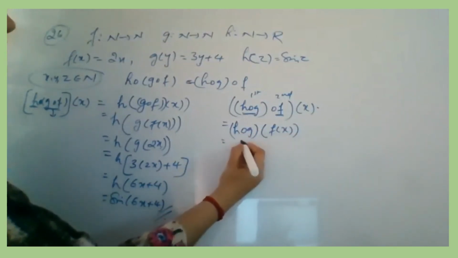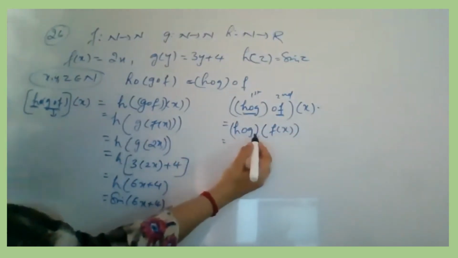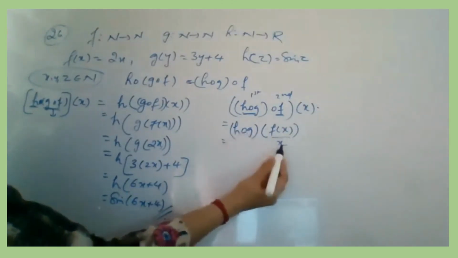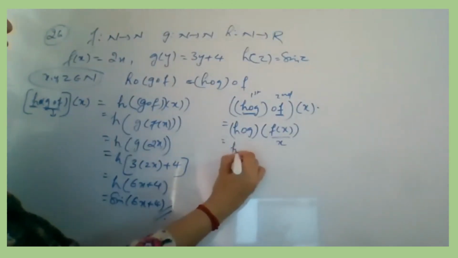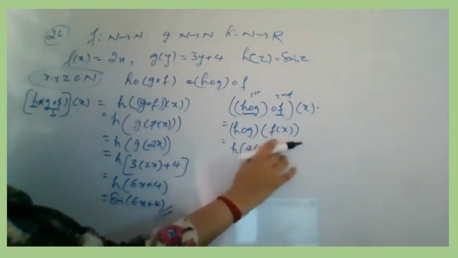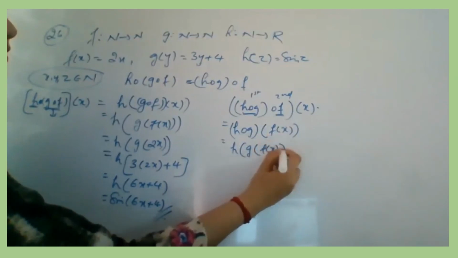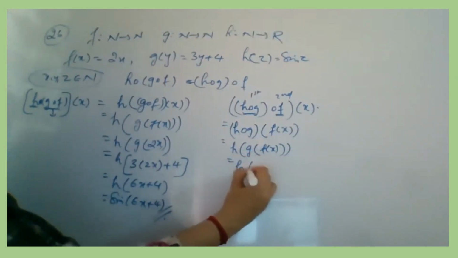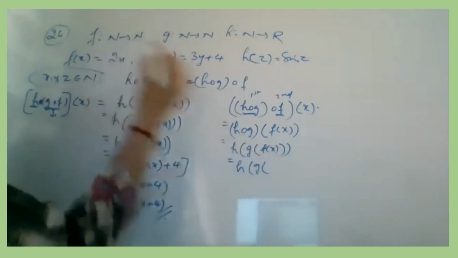Now again you need to apply the composition. This place was x; if this were x, how would you write it? g composition f of x. So you write g of f of x, where f of x acts as your x. Is it understood? Now apply what is f of x? Again 2x.